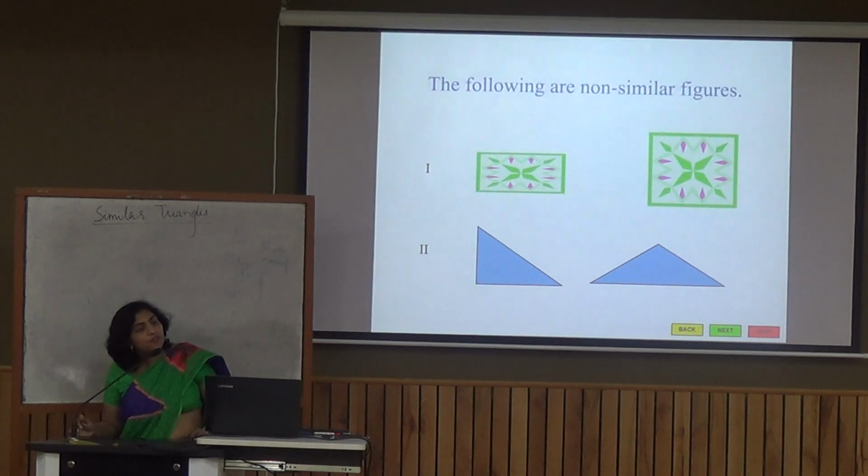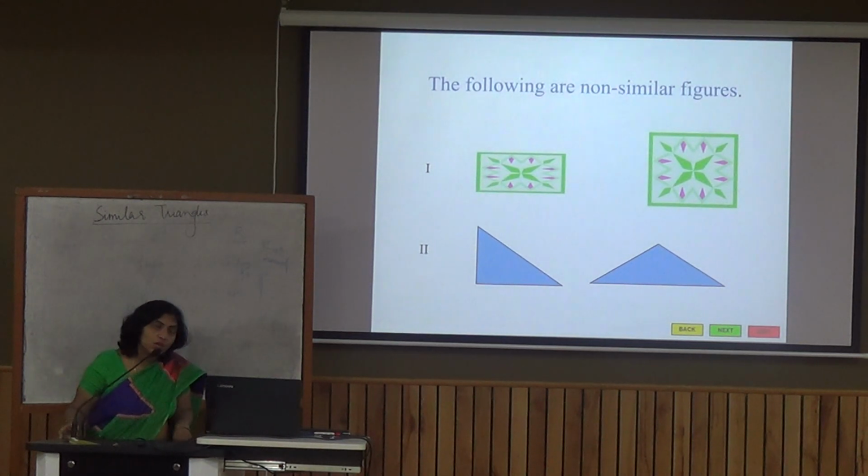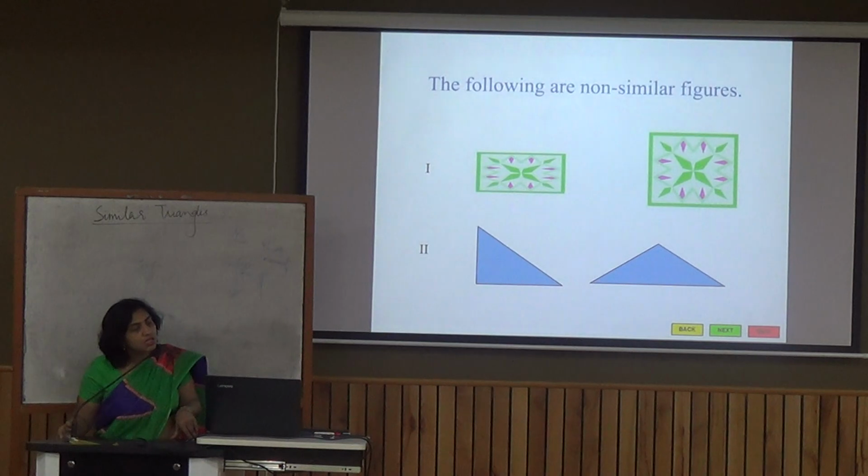Now, these are a few non-similar figures. In the first figure, one is a rectangle and one is a square. So, they do not look alike. In another, of the two triangles, one is a right triangle and another is an acute triangle. So, they are non-similar figures.